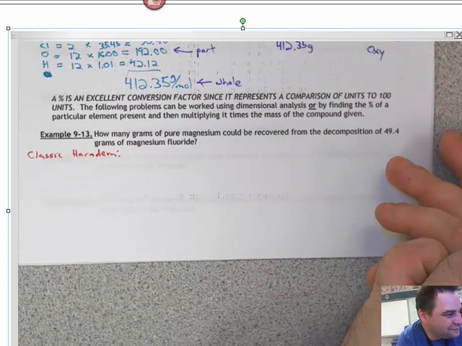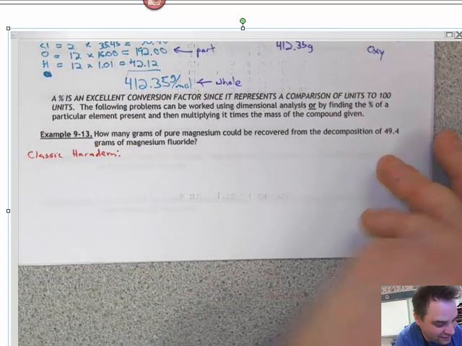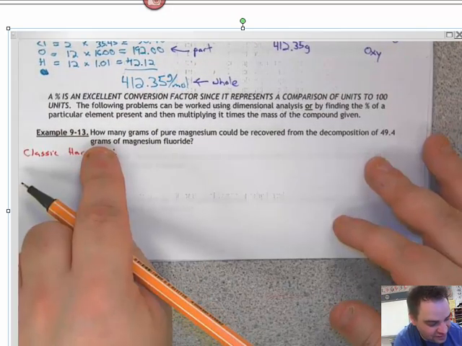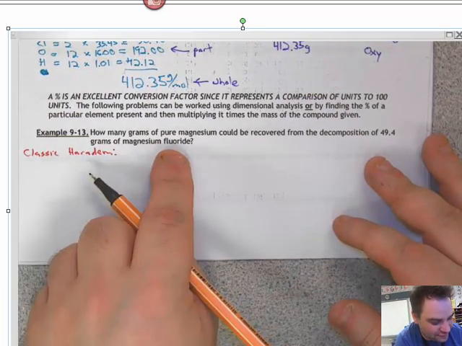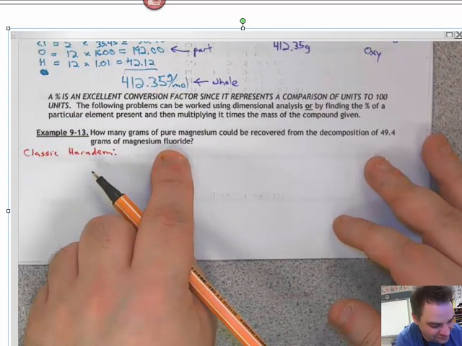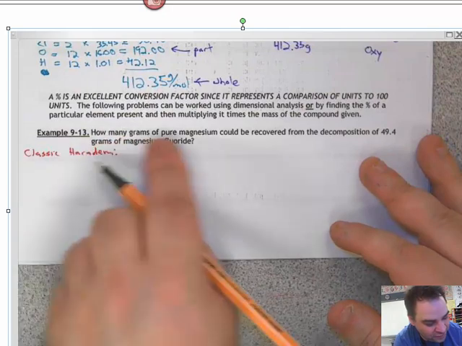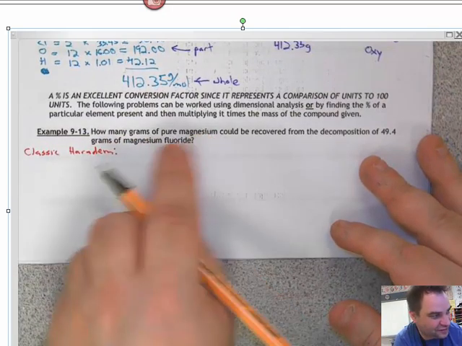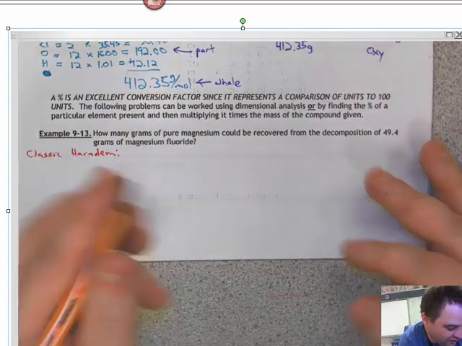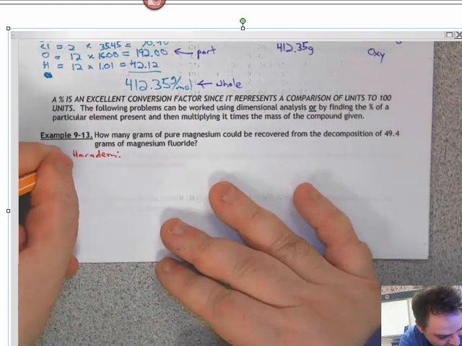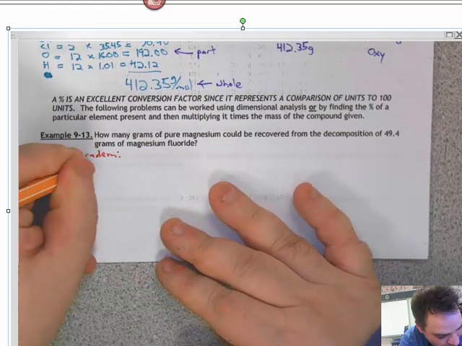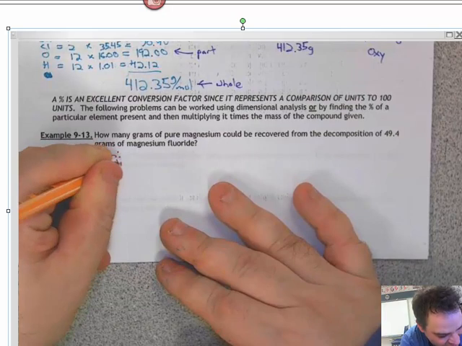And how are we going to do classic Harrodum here? So we have 49.4 grams of magnesium fluoride, right? And we're looking for the grams of pure magnesium. We know that these are not the same thing here. So classic Harrodum actually does this with the mole ratio.